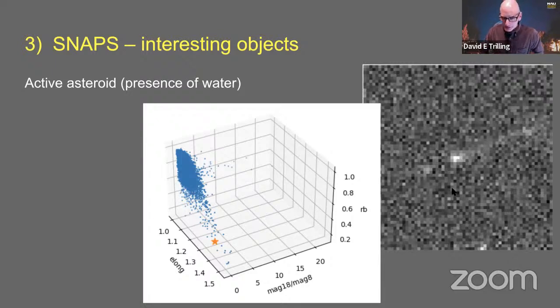Hopefully, I don't know if you can see it very well. The image is not great, but anyway, here's the asteroid itself. And there's a tail that extends off in this direction. I don't know if you can see that with this stretch. But anyway, that's what we're looking at here, a tail.